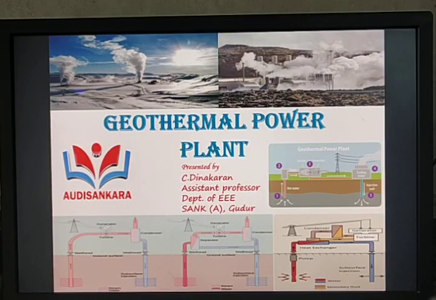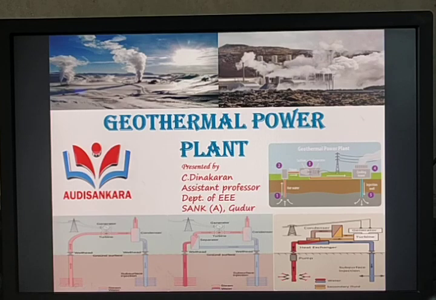Today's topic is the geothermal power plant. Geothermal power plants are used to generate electricity by the use of geothermal energy, that is, the earth's internal thermal energy. Geothermal electricity generation is currently used in 26 countries.